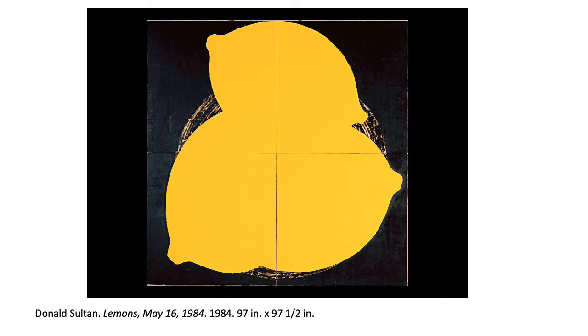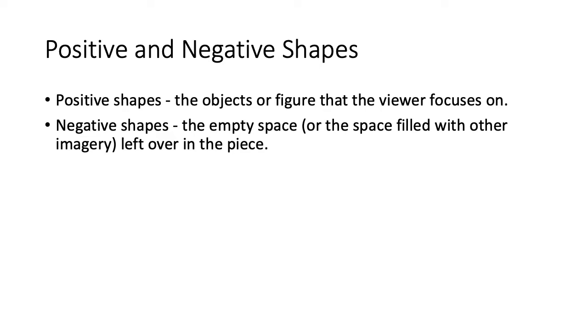So Donald Sullivan's Lemons. He originally painted everything yellow, then he painted it black, and then he scratched out the top layer. It was like wax with black in it to make the lemons. So we think about positive, negative space. If it didn't have the black there and it was all yellow, or if it was all black and no yellow, you wouldn't see the lemons. Positive, negative space. The empty space is the negative space.